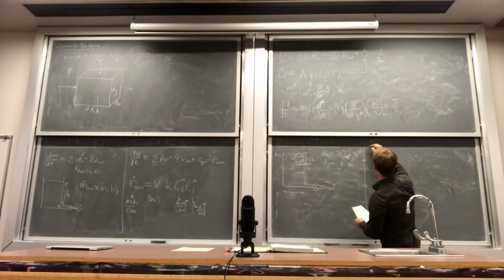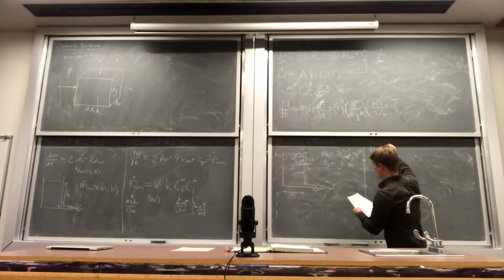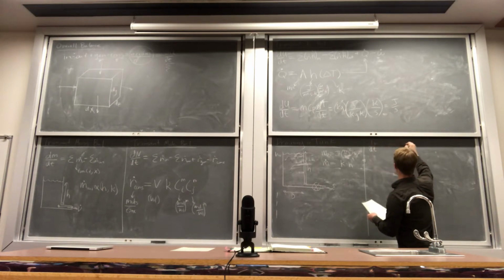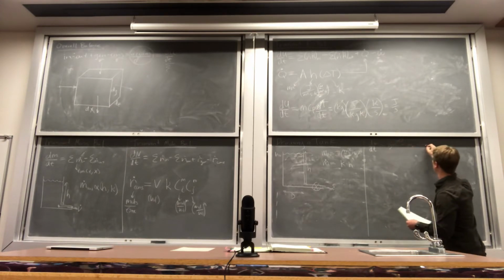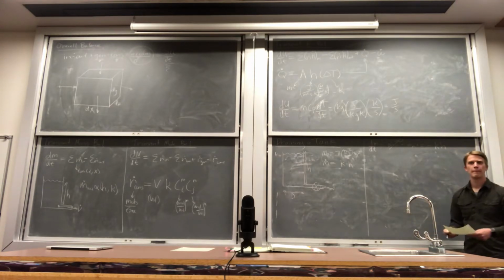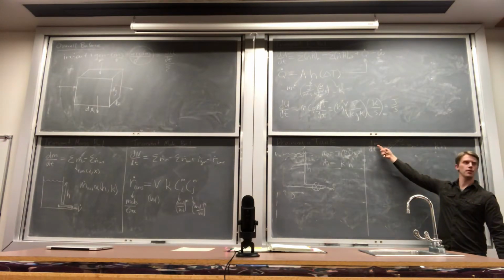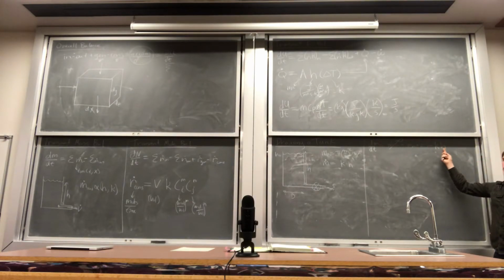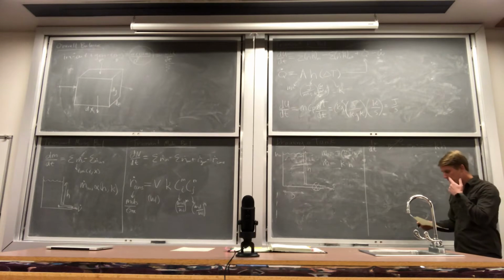So dm dt is going to be equal to m dot in minus m dot out. This is 0, which is going to be minus kh. We have a problem. This is in units of m. This is in units of h. So we need to do a little bit of algebraic or calculus manipulation.